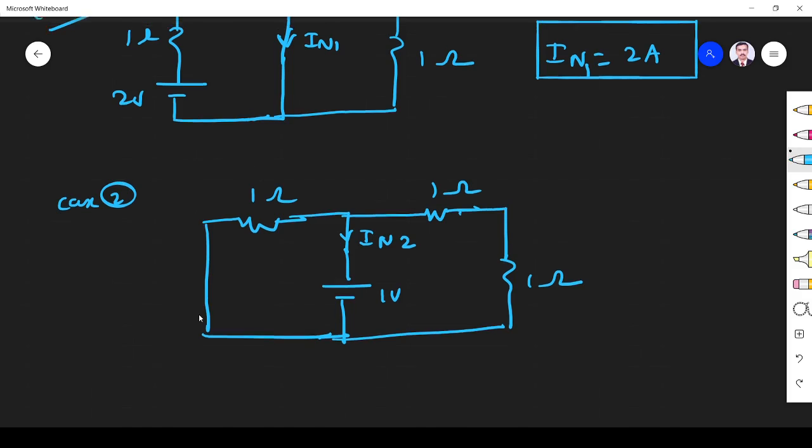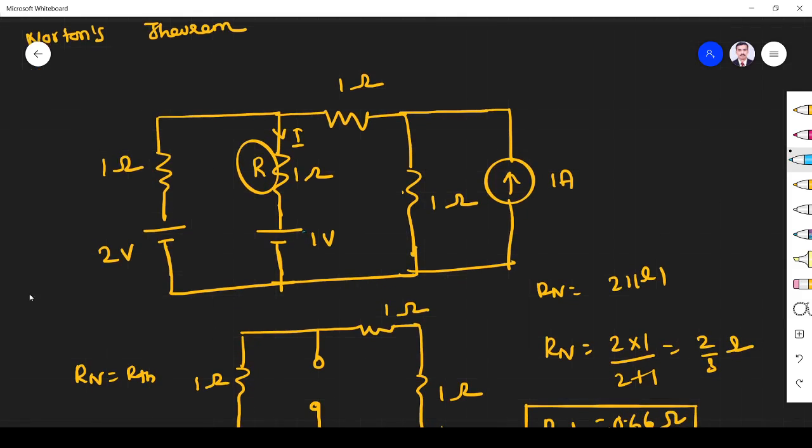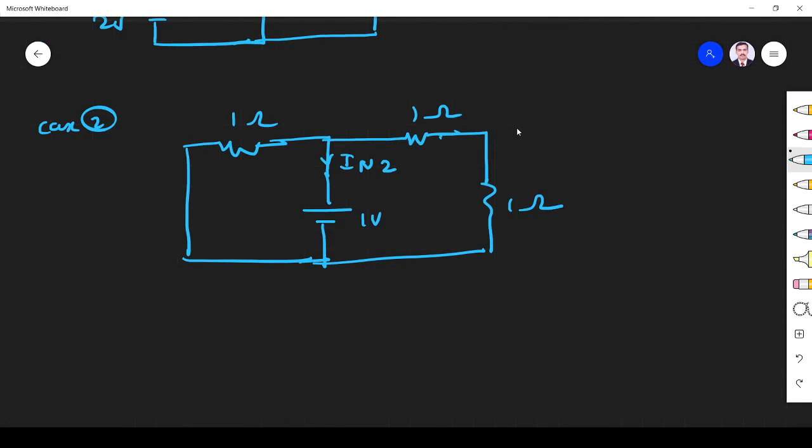Right? So what I did, I shorted this 2 volt, I removed this 1 ampere, opened the 1 ampere source. So it will be this 1 ohm, this is shorted because only the short circuit current I have to find. So this is 1 ohm, this 1 ohm, this 1 ohm will be there. So this is the circuit I am getting. Okay, now I have to find IN2, right? So for IN2, again I find I is equal to V by R.